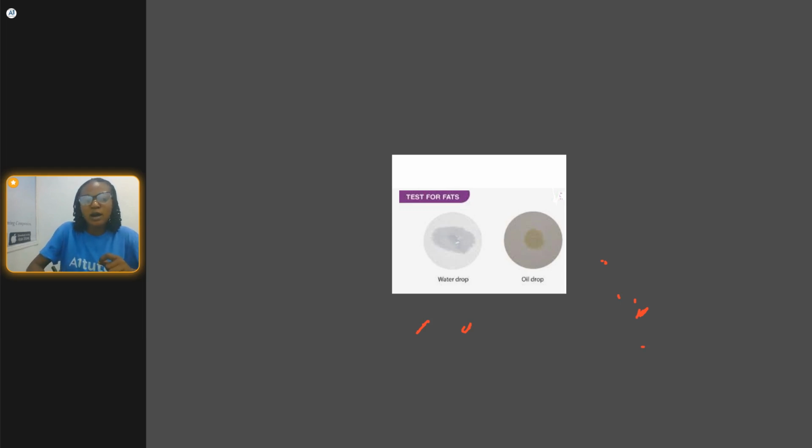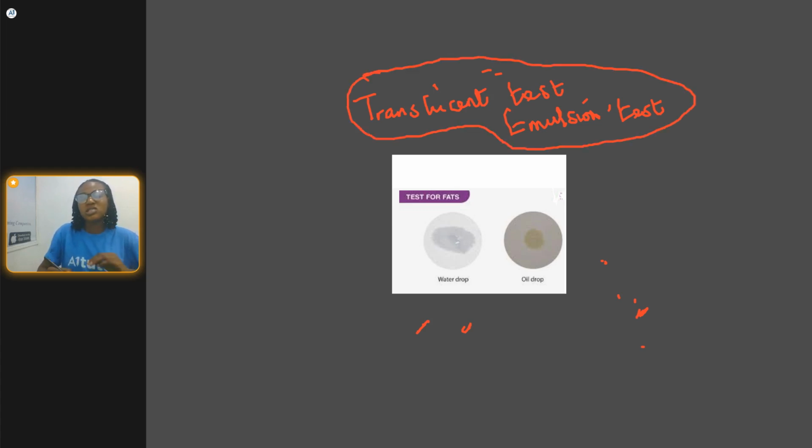Don't forget, you have the translucent test and the emulsion test for fat and oil. Like I said earlier, the question can come in any way. Yours is just to understand the topic and know how you can tackle the question. These two tests are both used for fat and oil, so in case you see one of them in the options, you already know that it is for fat and oil.